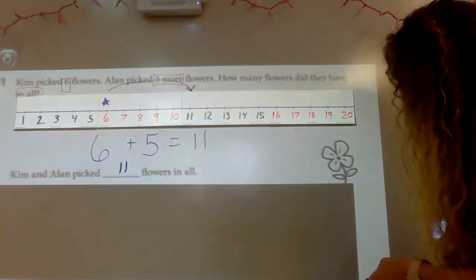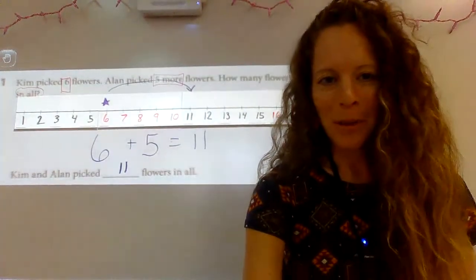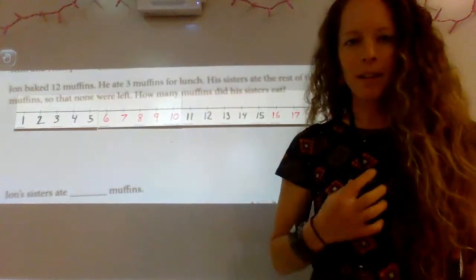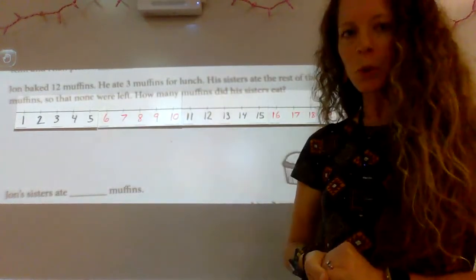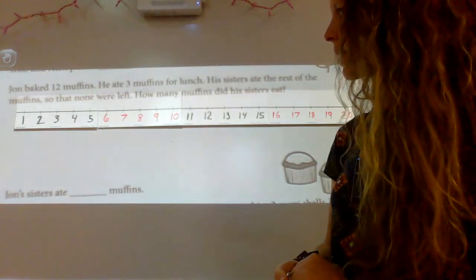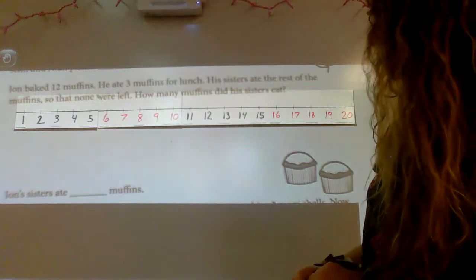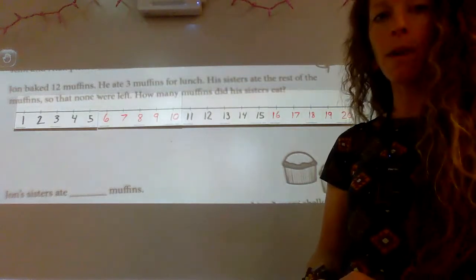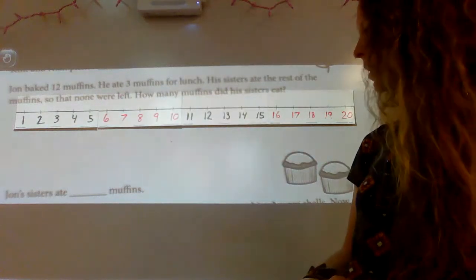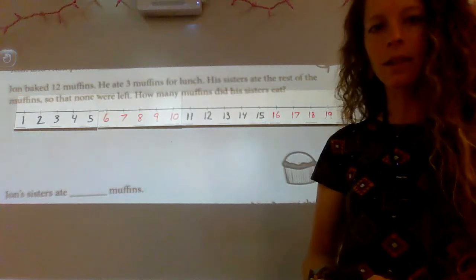All right. I'm going to pause the video so I can go move my paper, which is on the other side of the room. All right. Number 2 says, John baked 12 muffins. He ate 3 muffins for lunch. His sisters ate the rest of the muffins so that none were left. How many muffins did his sister eat?